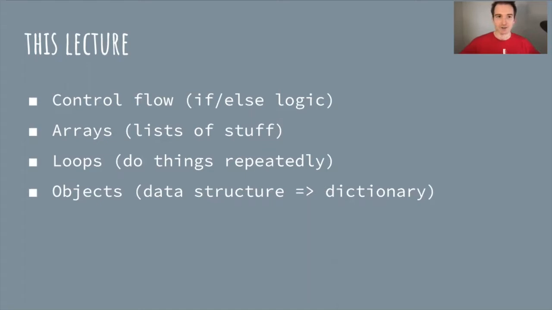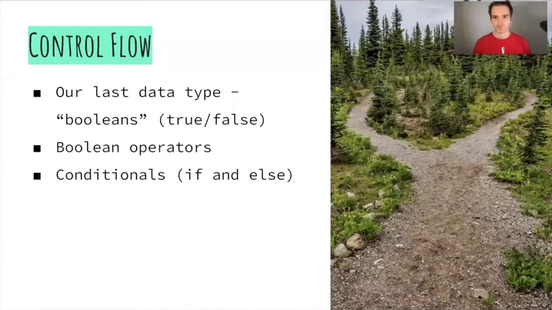To get to control flow, we'll also be talking about Boolean values, which is the last data type that we didn't cover last lecture. We'll also be talking about loops, which allow us to do some lines of code repeatedly until some condition is met. And then finally, we'll introduce arrays and objects, which are two different types of data structures, which you can essentially think of as a supercharged super variable from last lecture.